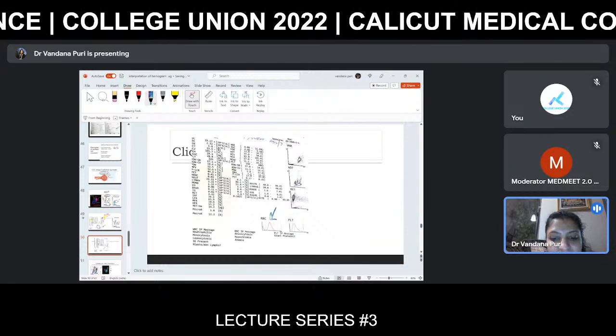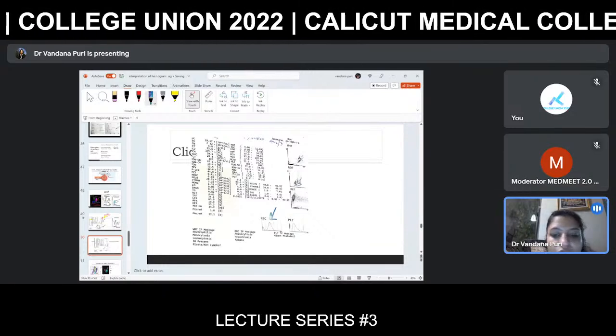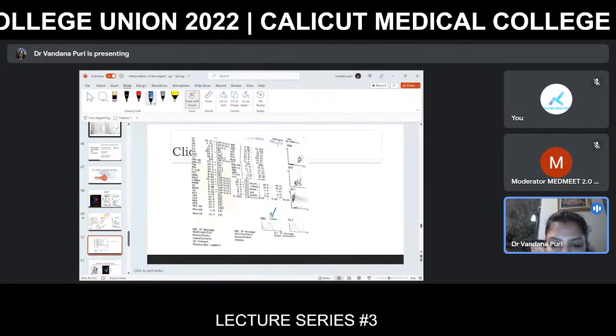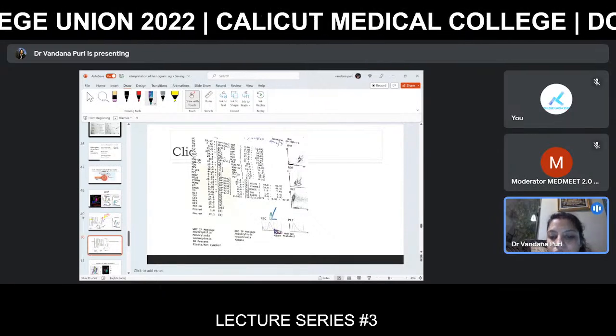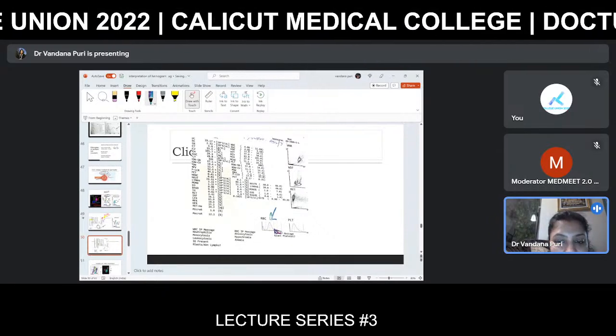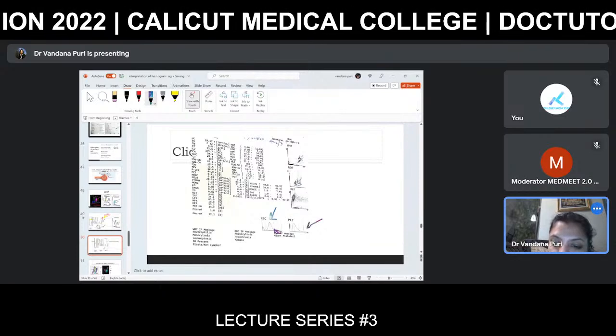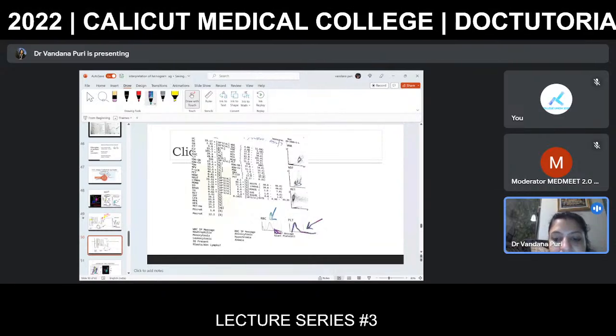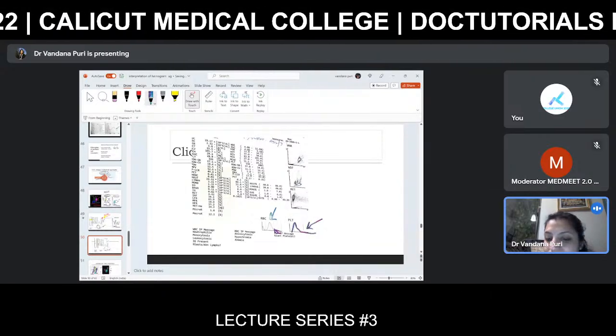This is your RBC. You can see it's a normal distribution, so probably it's normocytic. There is a little spike here, so some macrocytes are there. You can see the platelets here. The platelets are going to the bigger side, so probably some giant platelets are there.